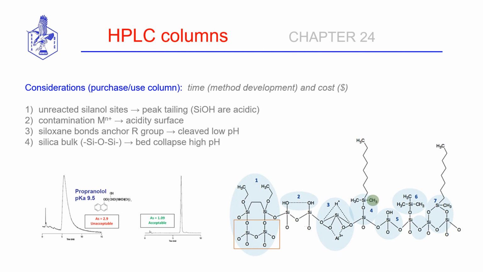Before one purchases a column to carry out HPLC, once again, two very important things have to be in one's mind. First of all, the cost of the column. These typically are not trivial in cost, at least $400, and they can be much more depending on the nature, size, etc. So you don't want to be replacing these frequently from a cost perspective.